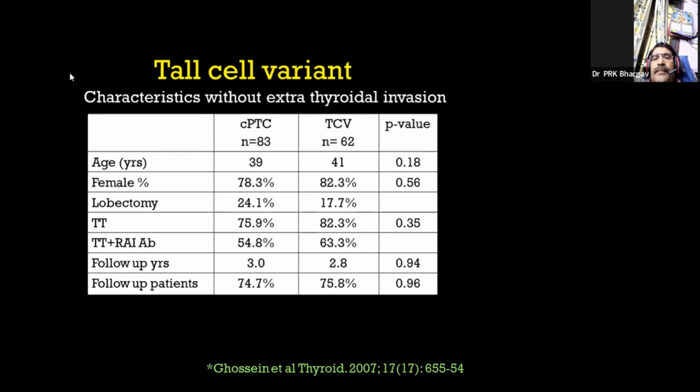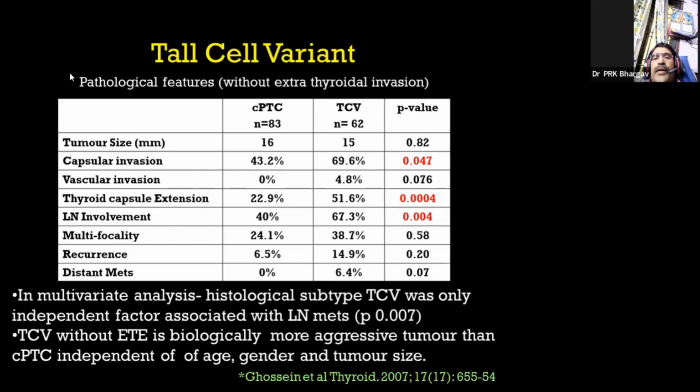Next. These are just the statistics. As you can see in multivariate analysis, all these prognostic factors are significant, such as tumor size, capsular extension, extracapsular extension, lymph node presence, recurrence rate, and distant metastasis, and all those things. Next.